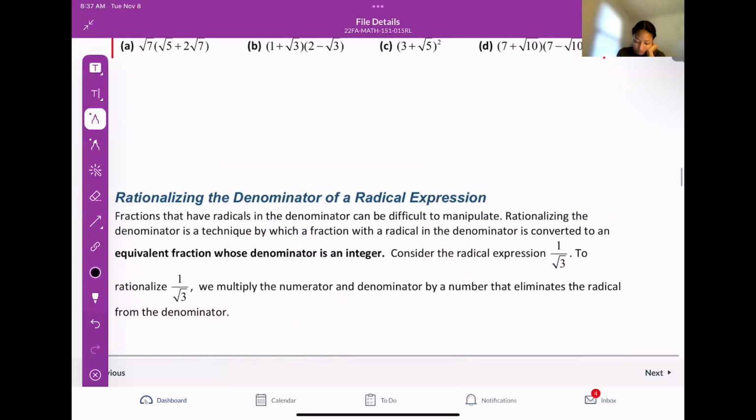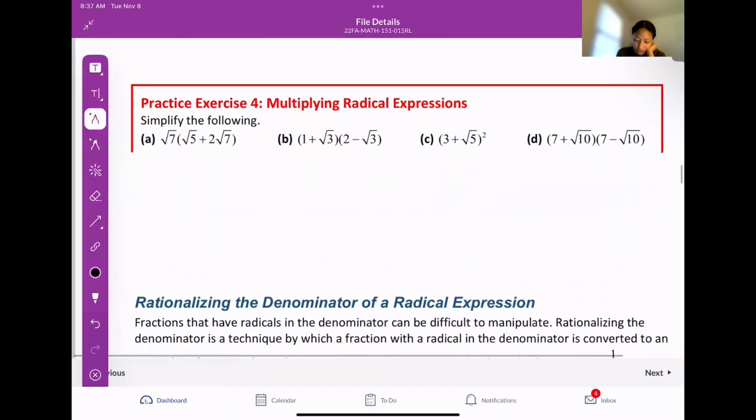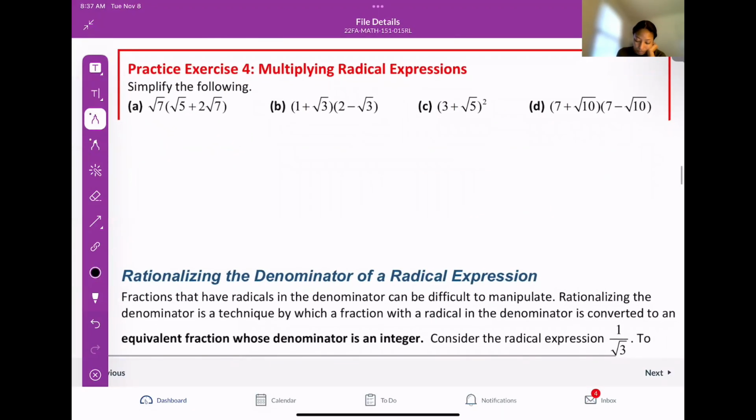Let's jump to our practice ones. All right, so for the first problem that we see here, notice there's a radical on the outside of the parentheses and then 2 radicals being added on the inside. This is a setup where we're able to use the distributive property to solve.